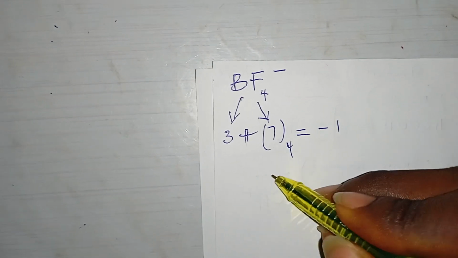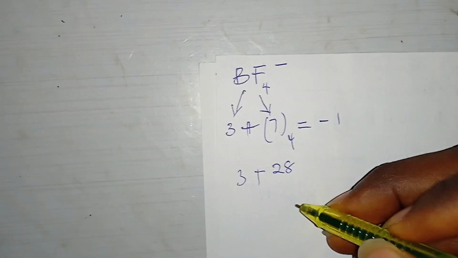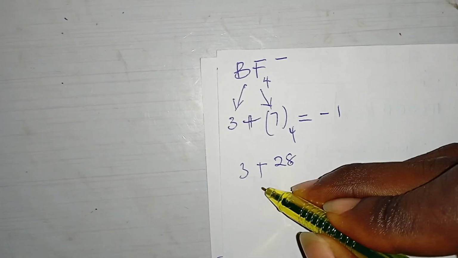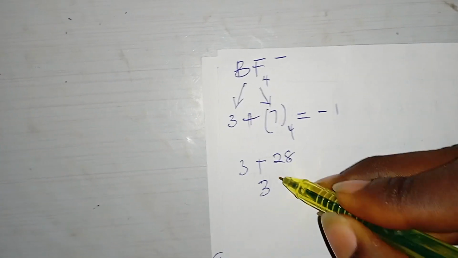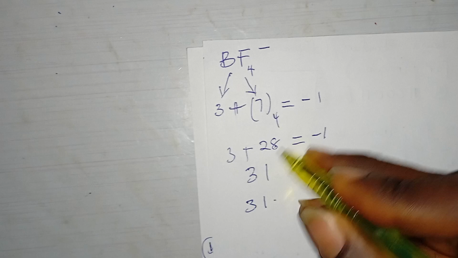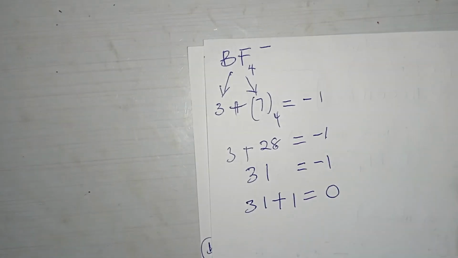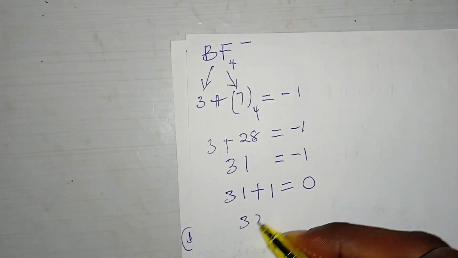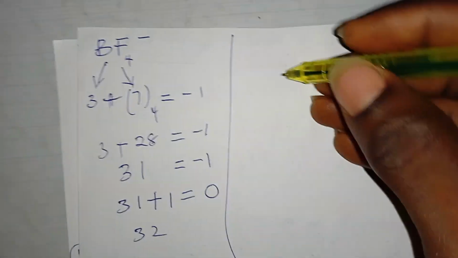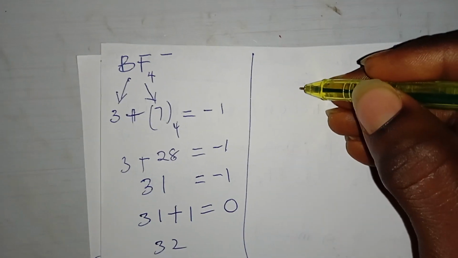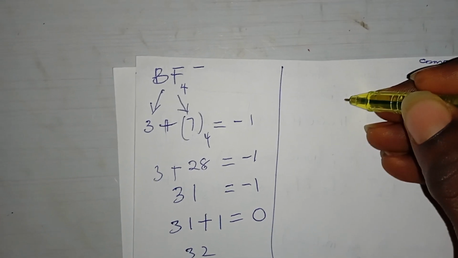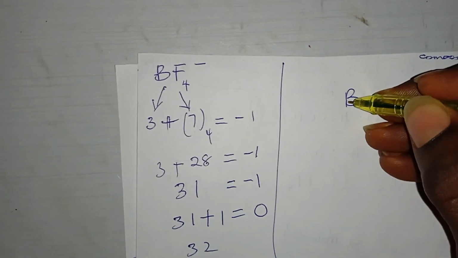So this is 28 plus 3, which will give you 31, plus the minus 1 charge, which makes it 32. So if you know this to be 32, the second step is which one is more electronegative? Fluorine is more electronegative, it is higher on the periodic table. So boron will become the central atom because it's less electronegative.